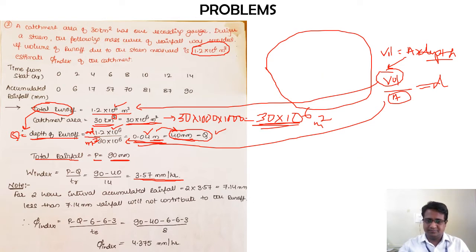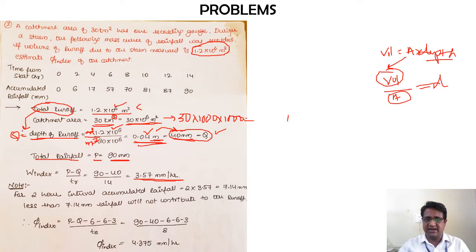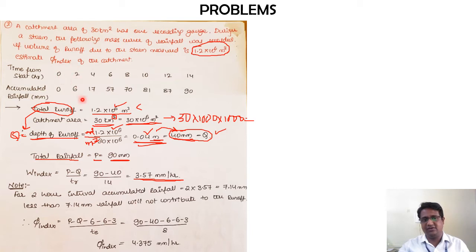In the previous problem that we studied, the interval of the rainfall data collected was 1 hour. So whatever value we got, I took it as per hour, because that was per hour of rainfall collected over there. Now here, the W index we got is 3.57 millimeters per hour, right? So this is per hour, the intensity of infiltration is 3.57 millimeters.